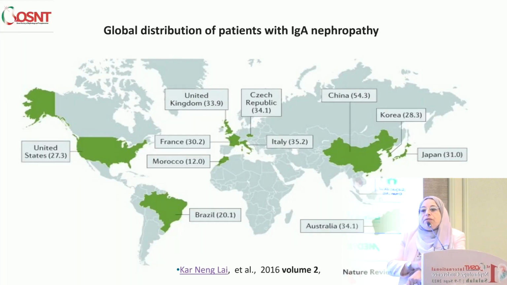The global distribution of IgA nephropathy is mainly in East Asia, Japan, China, Singapore, and then Arabian countries. In Caucasians the incidence is less, in the United States as well, and in Africa it is a little bit lower.